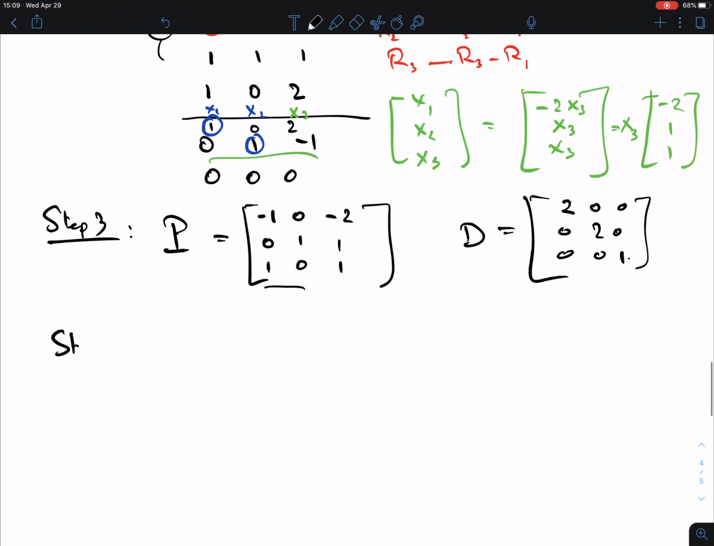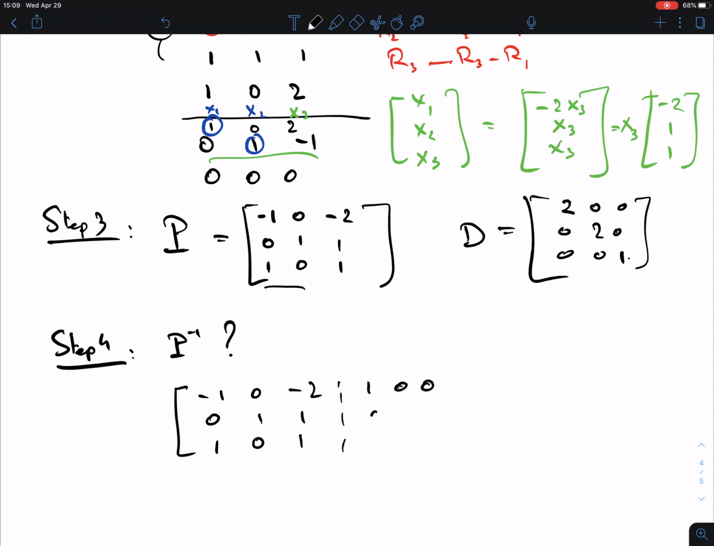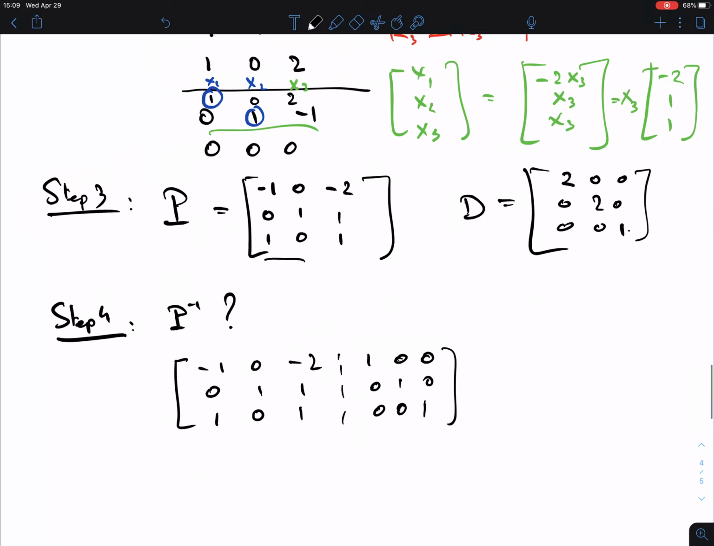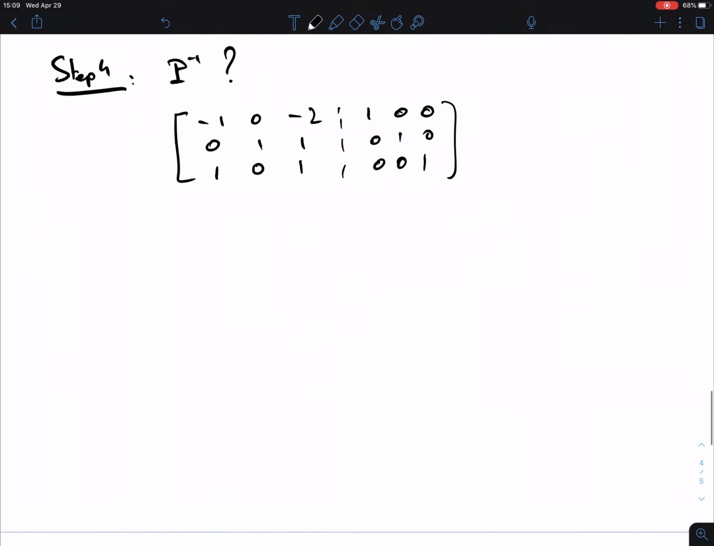So step 4 is we noticed we need P inverse. And here it's a little bit more work, not that much. So we take our matrix and we augment it with the identity matrix. Then we start row reducing.